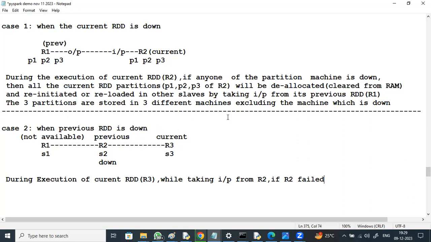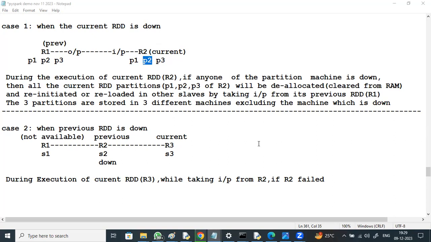So we know that this machine went down. R1 also has 3 partitions, P1, P2, P3, all running on 3 different machines. And from those 3 different machines we have the output in R1, which we are sending to R2. Now the P2 machine has gone down.